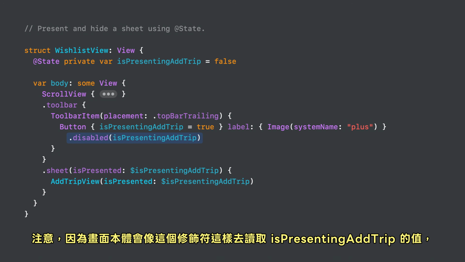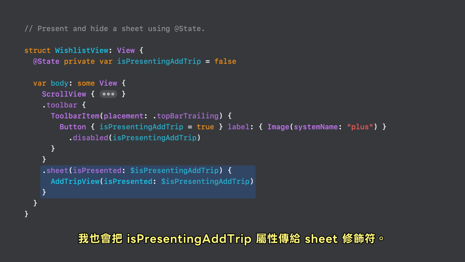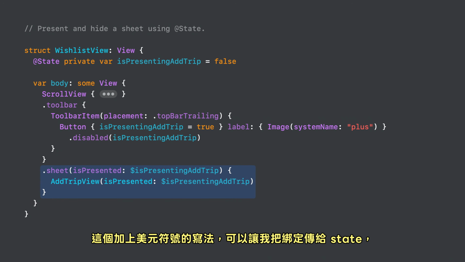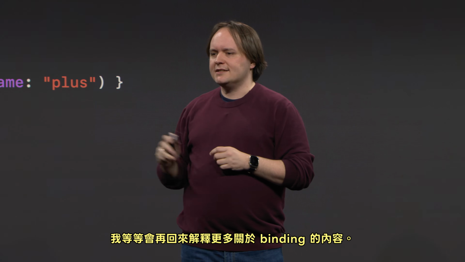Note that because the view body reads the isPresentingAddTrip value, like in this modifier, the wishlist view establishes a dependency on this value. Anytime isPresentingAddTrip changes, SwiftUI will update this view. I'll also pass the isPresentingAddTrip property to the sheet modifier. This $ sign notation allows me to pass a binding to this state, letting this code share this value with the sheet so it can both read and make changes to it. I'll come back to explain more about bindings shortly.